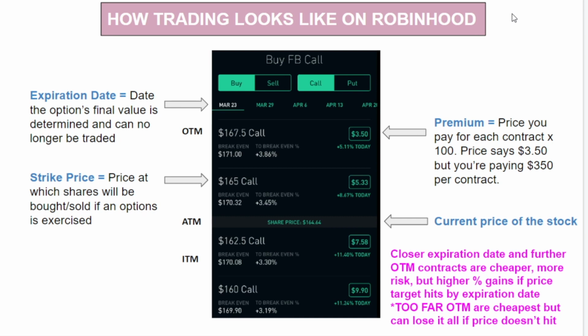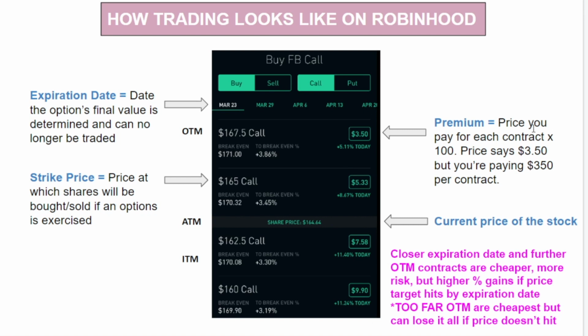When you want to make a trade, this is how it looks. And this is a screenshot I got from Google. So this is not the current price of Facebook, but let's make an example. So the current price of Facebook is right here, which is $164.64. This is the premium price that you want to pay for each contract.